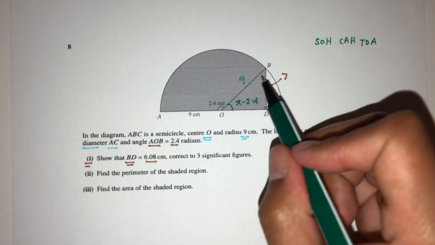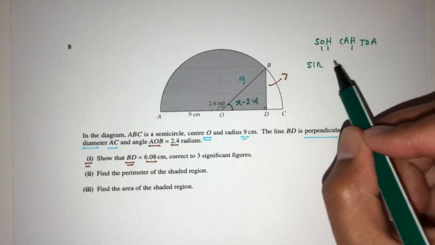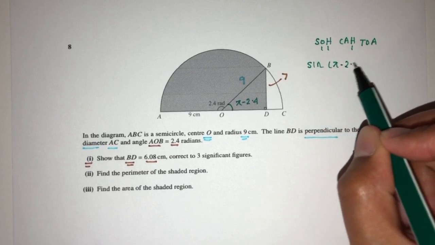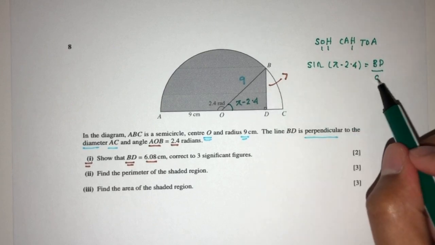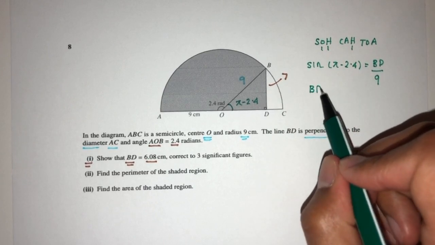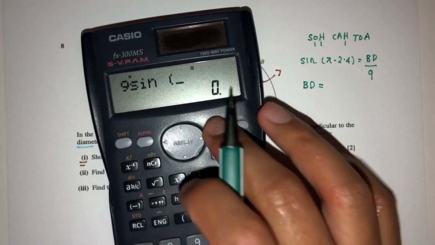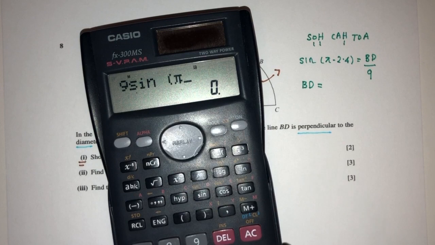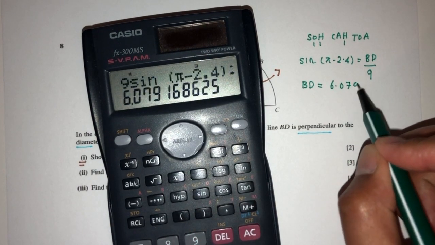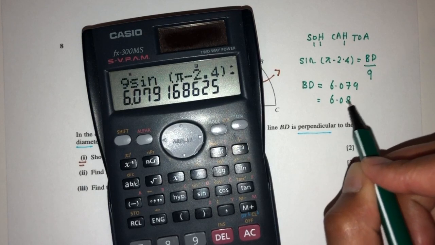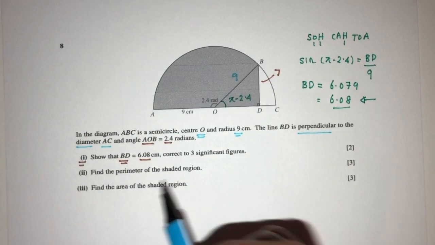So this is my hypotenuse. I'm trying to find my opposite side. We have to use sine. Sine of the angle is equal to the opposite side BD over the value of 9. So BD has to be 9 sine of, here we have to use radians, obviously, pi minus 2.4. That should be 6.079, which is 6.08, correct to 3SF, shown as required. Okay, that is part 1 done.